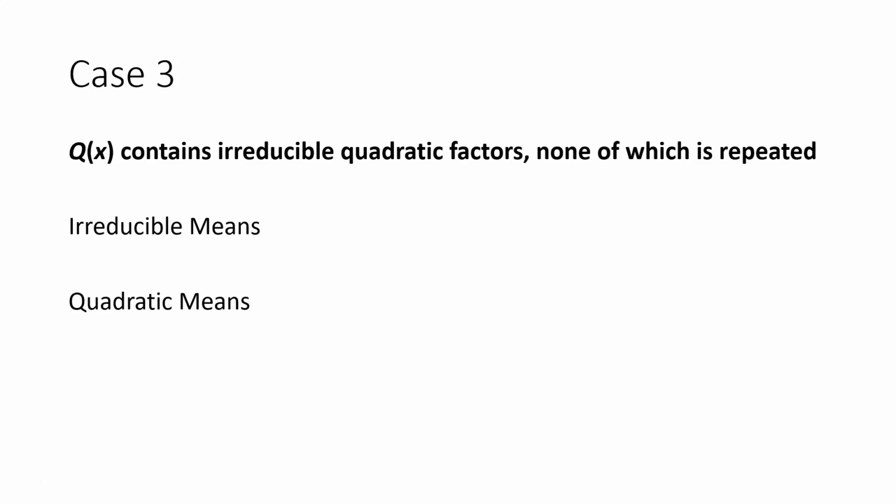So let's consider our third case. This case addresses when Q of x contains irreducible quadratic factors. What does that mean, irreducible? Irreducible means that the factor can't be factored further into linear factors. So an irreducible factor can't be factored further.